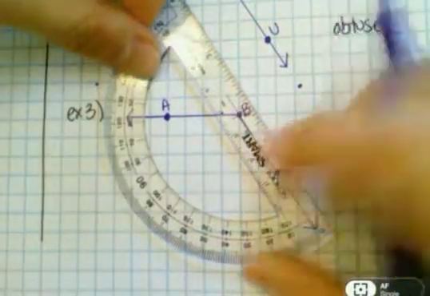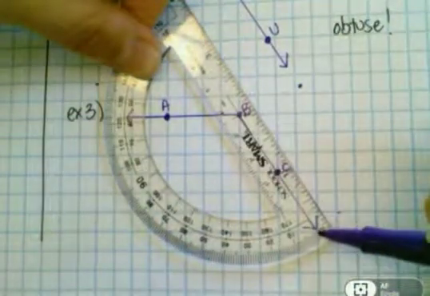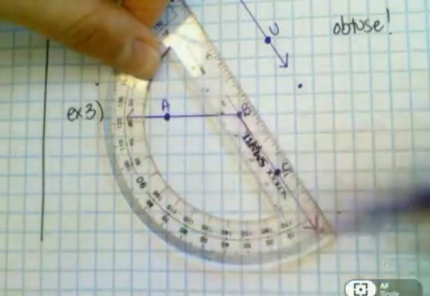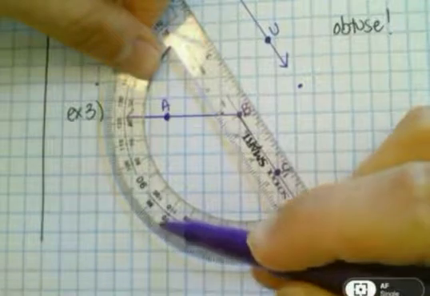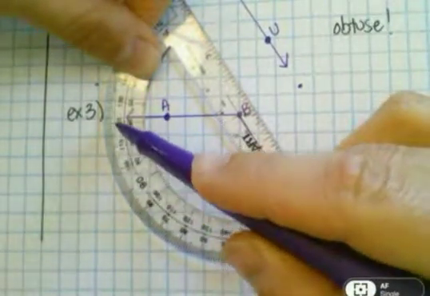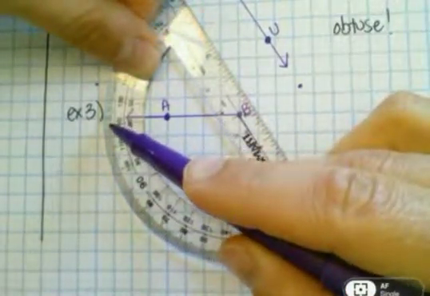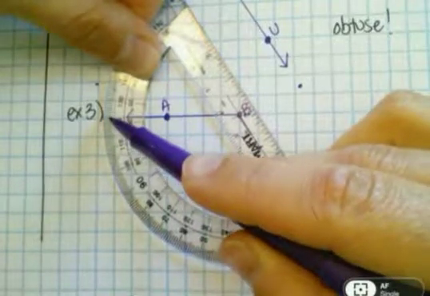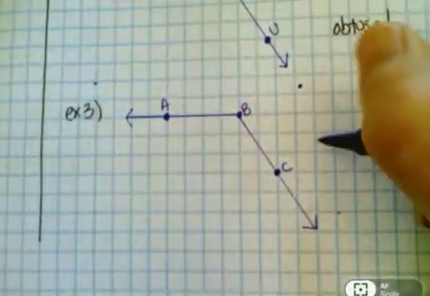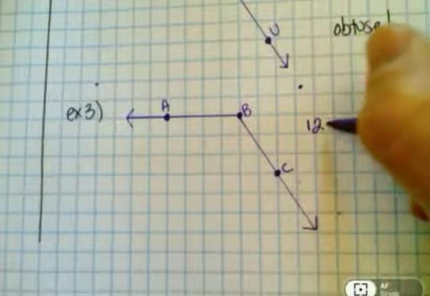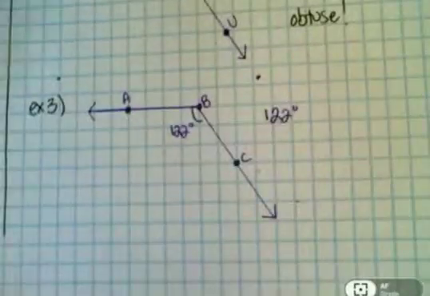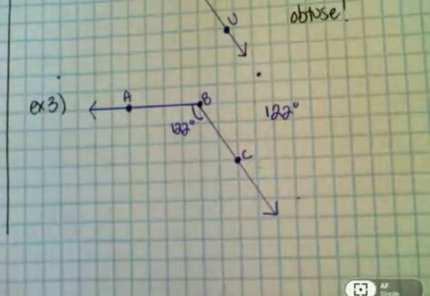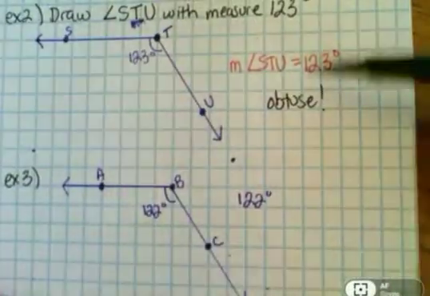And so what I'm going to do is count around, starting at 0 until I hit my other ray. So here's 0, 10, 20, 30, 40, 50, 60, 70, 80, 90, 100, 110, 120. And to me it looks like it's about 122 degrees. So basically the same as the one we just did. And we should write our statement. So go ahead and take a few seconds and write the statement just like we did up here.